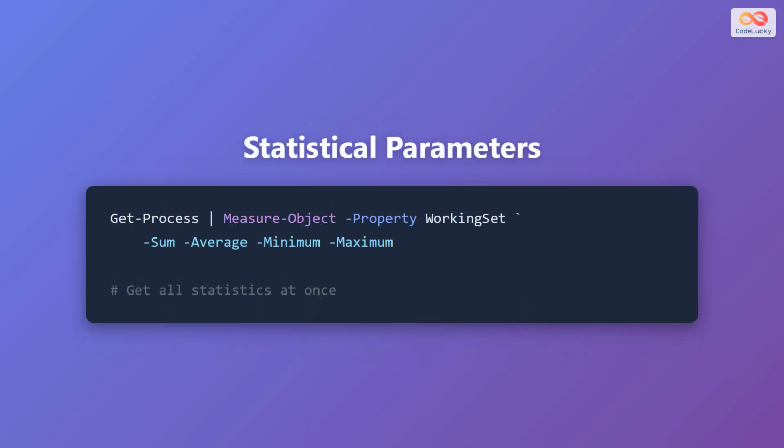To get specific statistics, you add parameters to Measure-Object. You can use -Sum to get the total, -Average for the mean value, -Minimum for the smallest value, and -Maximum for the largest value. The powerful part is that you can combine multiple parameters in a single command. For example, adding -Sum, -Average, -Minimum, and -Maximum together will give you all statistics at once, providing a complete statistical analysis of your data.